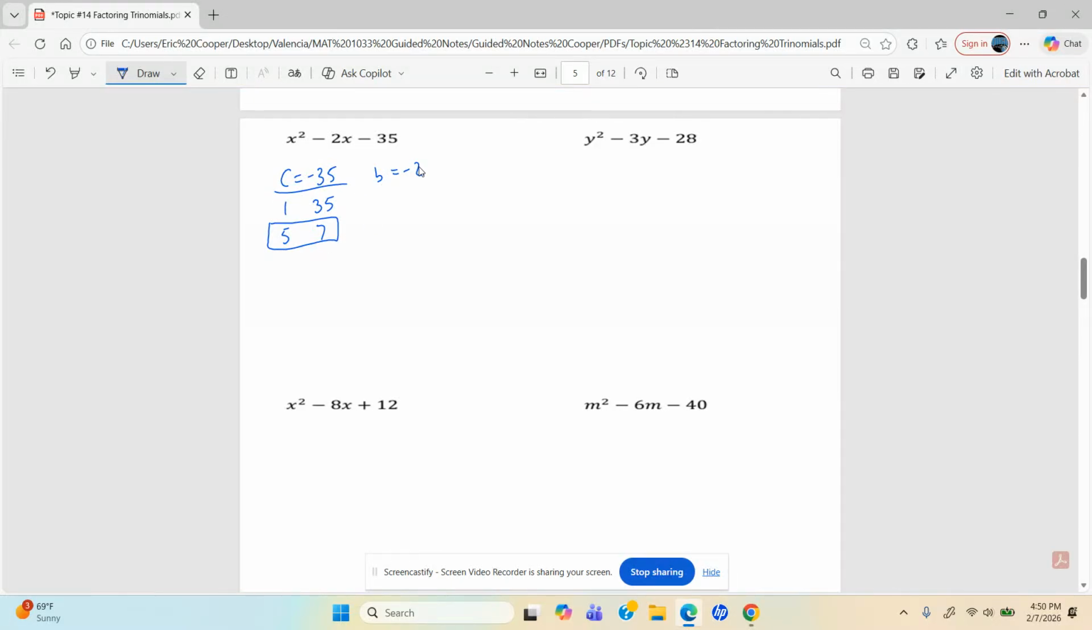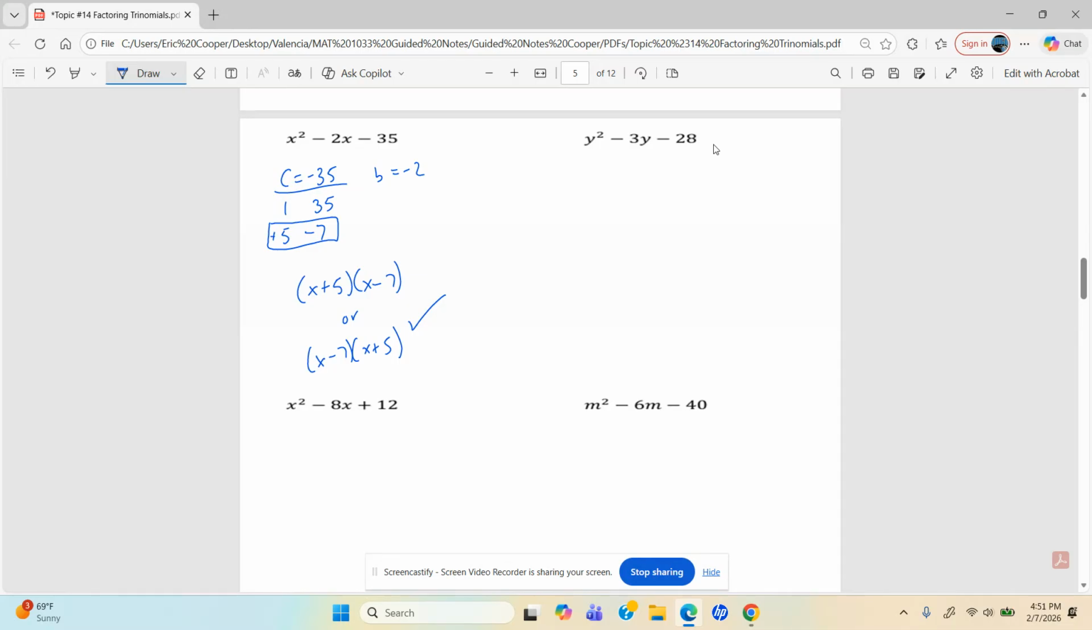But now I have to combine these and make them into a negative 2. Well, if the product is negative, that means the signs have to be different. And if I want it to be a negative 2, that means the bigger number has to be negative. So I'll put the negative here and the positive here. Now double checking, 5 minus 7 is negative 2, and 5 times negative 7 is negative 35. So we've selected the correct two numbers. This gives us our final answer, x plus 5 and x minus 7. A reminder, you can also write it the other way, x minus 7 and x plus 5, and you would have the correct answer.